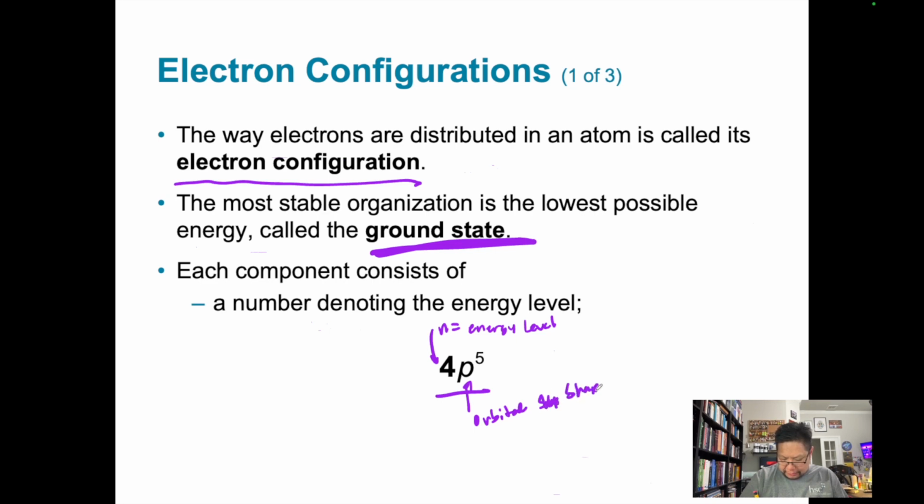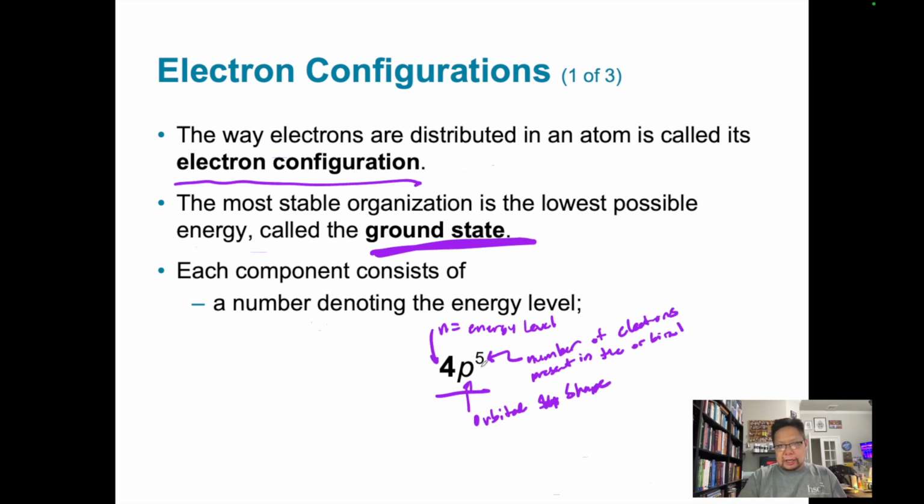And then the 5 here tells you the number of electrons present in the orbital. That tells you how many. Like I said, the number of electrons present in the orbital.